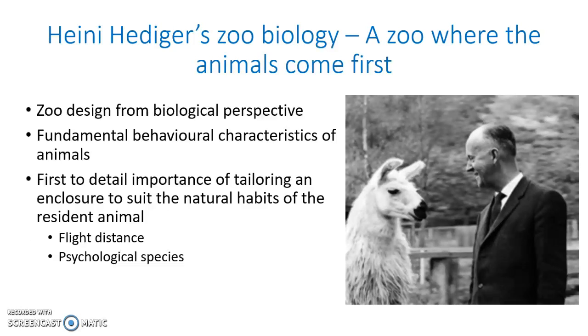And then comes Heini Hediger's zoo biology, a zoo where the animals come first. Right? So it is a zoo designed from a biological perspective, one of the pioneers who works on this. It is based on the fundamental behavioral characteristics of animal. And he is the first to detail importance of tailoring an enclosure to suit the natural habits of the resident animals, such as the needs for flight distance and psychological needs of the species.